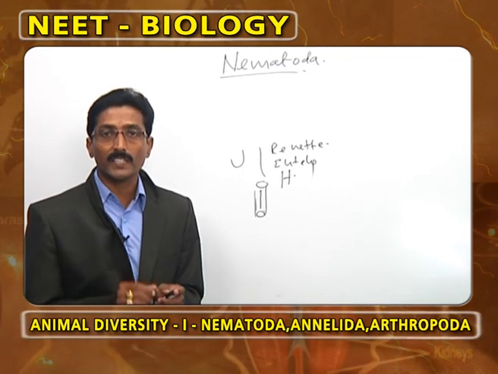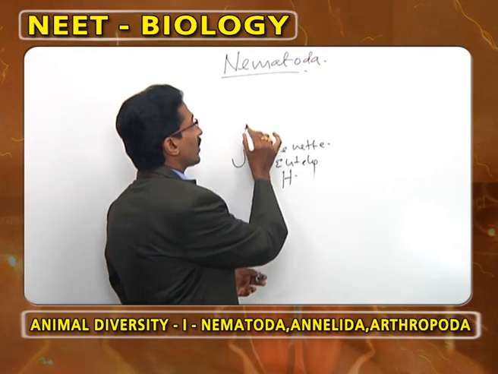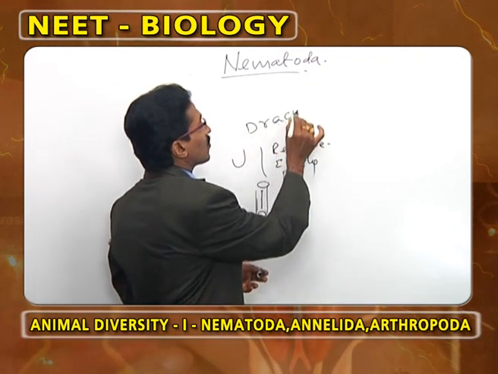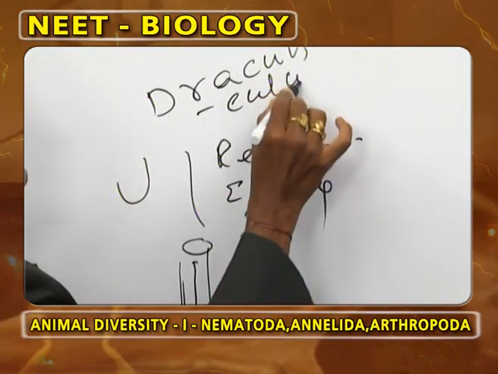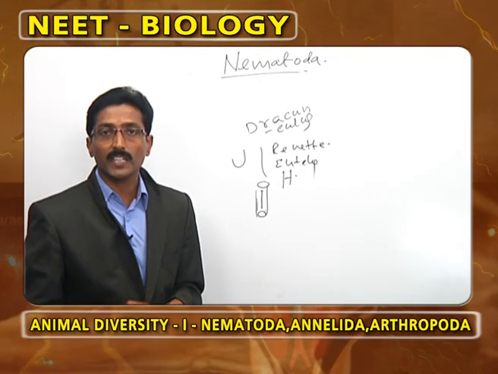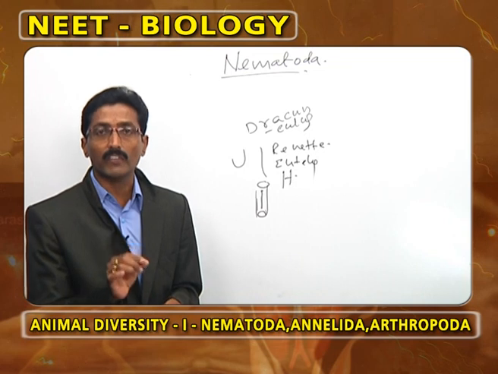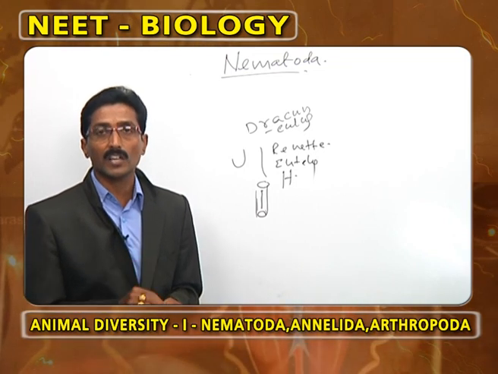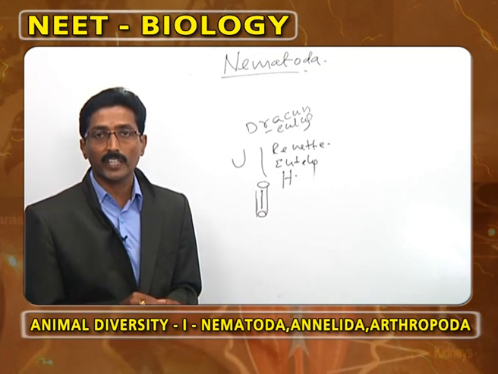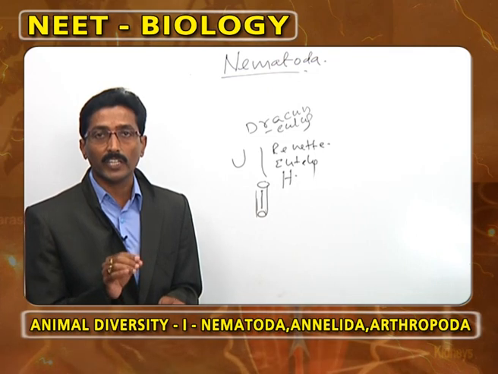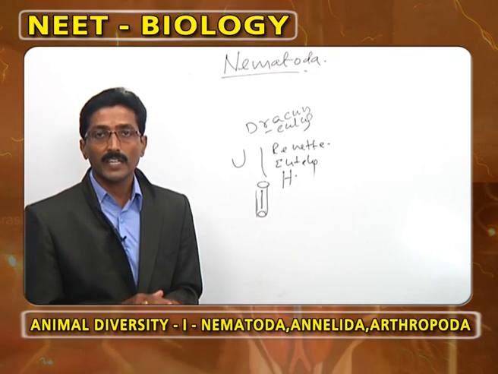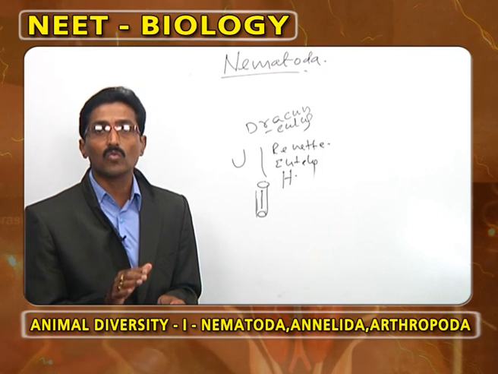But one exception is present, that we call Dracunculus. As we observe Dracunculus, it is viviparous. Another example is Wuchereria bancrofti. Wuchereria bancrofti is ovoviviparous. Remaining all nematodes are oviparous.